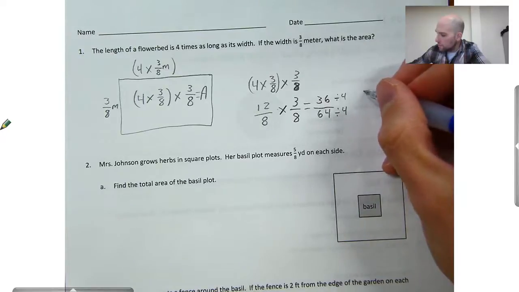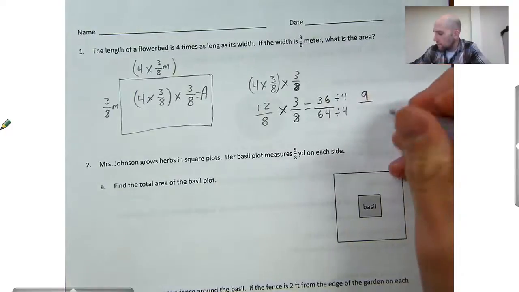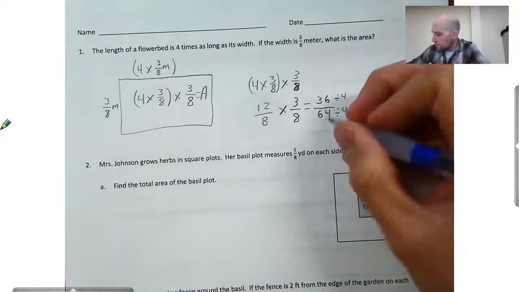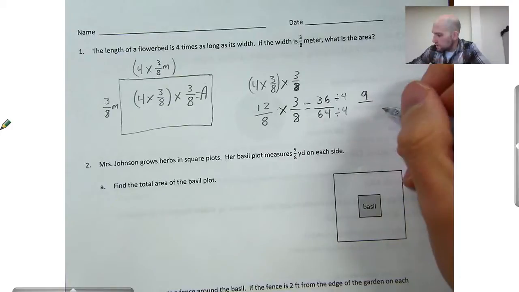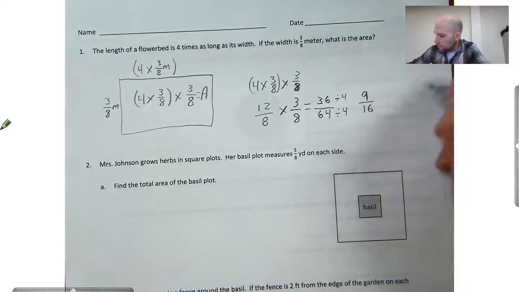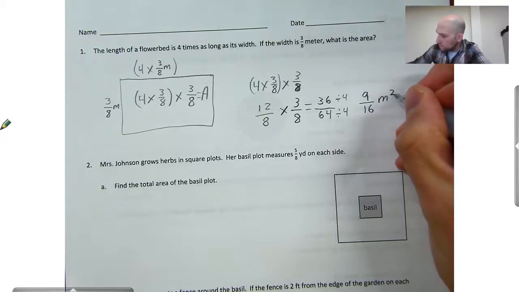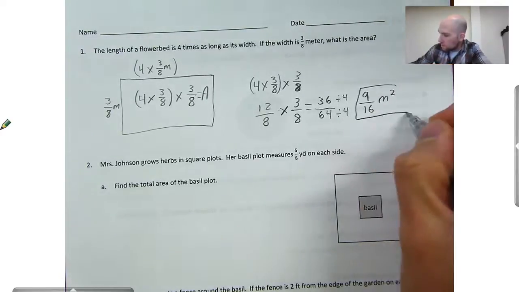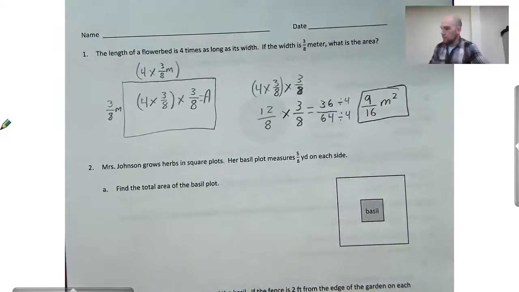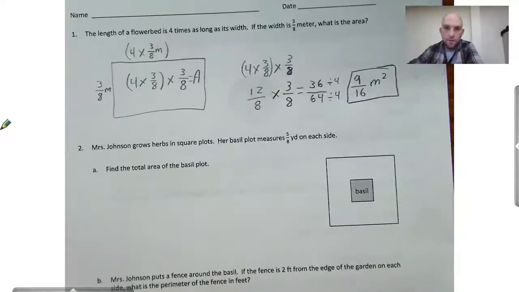36 divided by 4 would give me 9, and 64 divided by 4 would give me, is that 16? Yep, 16. I'll end up with 9/16. And that'll be in square meters. So 9/16 square meters will be my area for that flower bed.